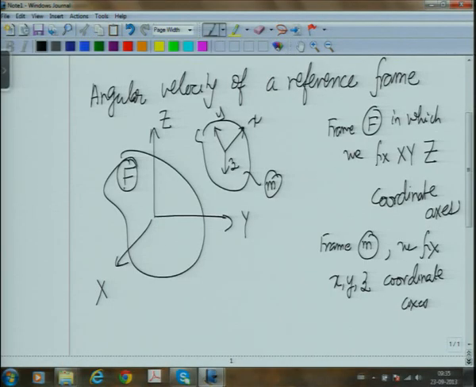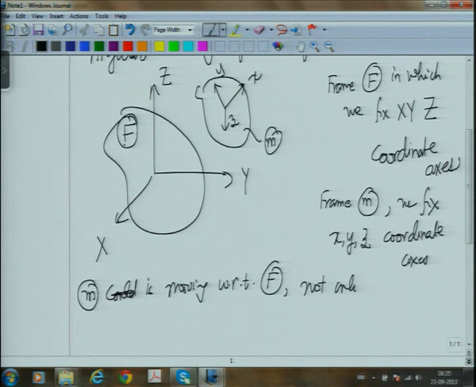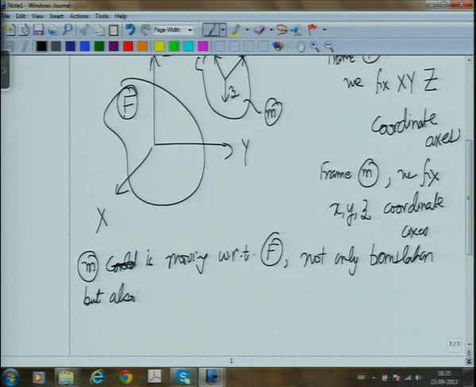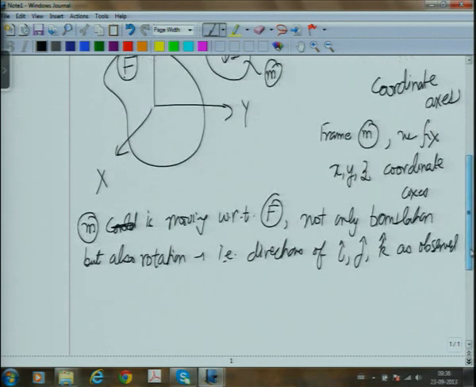So let's write this down. We have this frame small m could be or is moving with respect to capital F, not only translation but also rotation, that is the directions of small i, small j and small k as observed from F will change. So the small m frame is rotating.